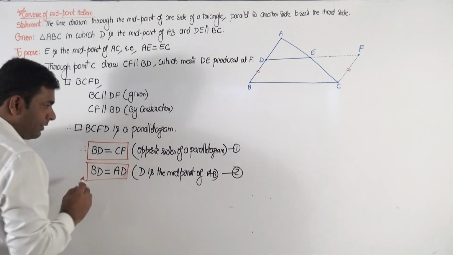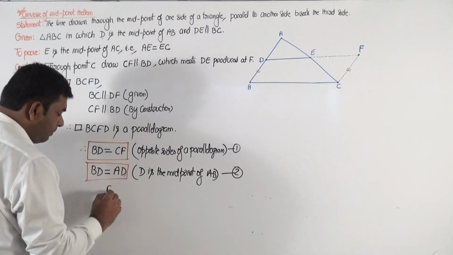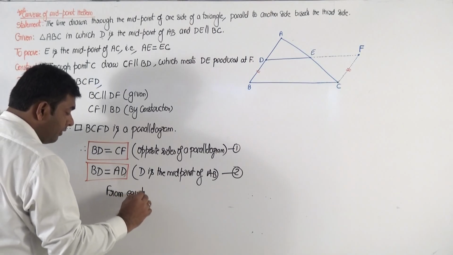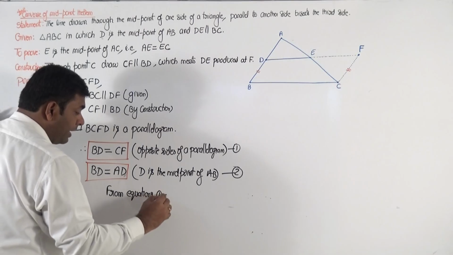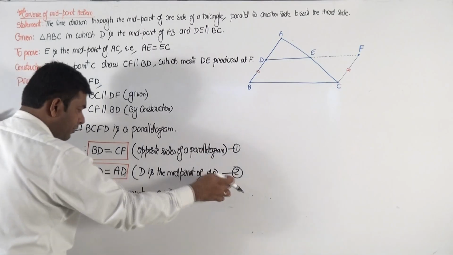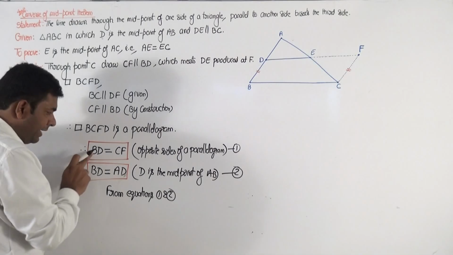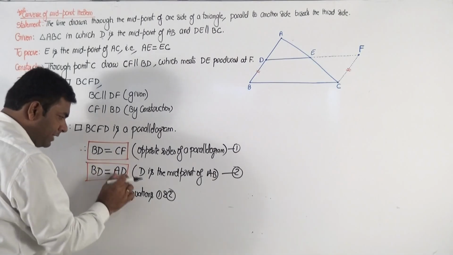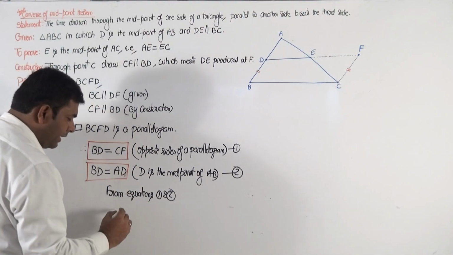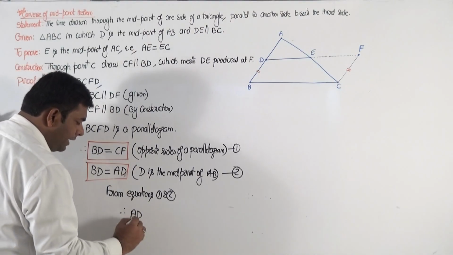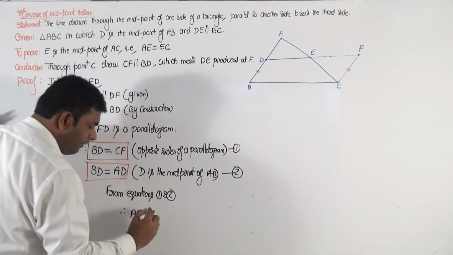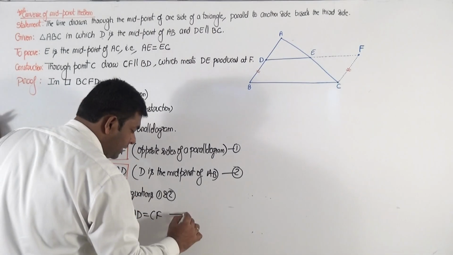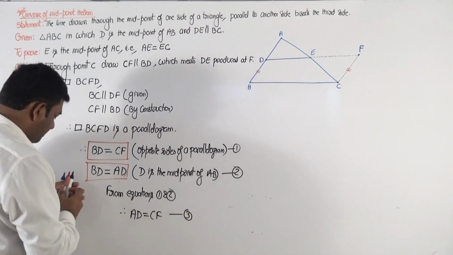अब दोनों को कंपेयर करो. From equations 1 and 2, इन दोनों से this also BD, this also BD, ये दोनों सेम है. If these two are same then these two are same, है ना. तो क्या होगा, therefore AD is equal to CF. This is equation number 3. मैं बाद में इसे यूज करूंगा.